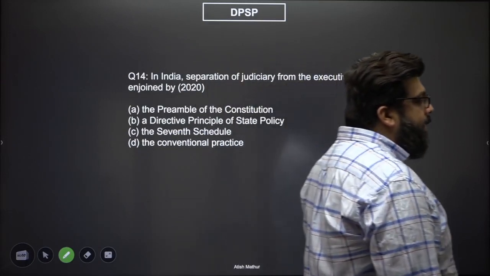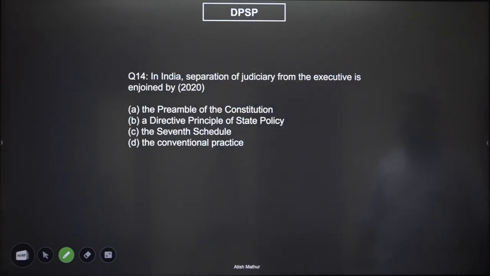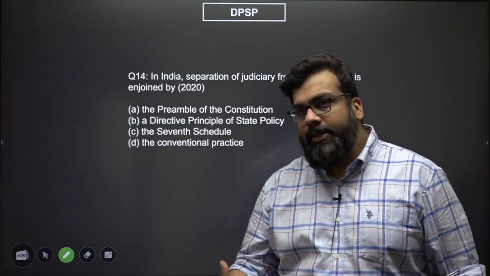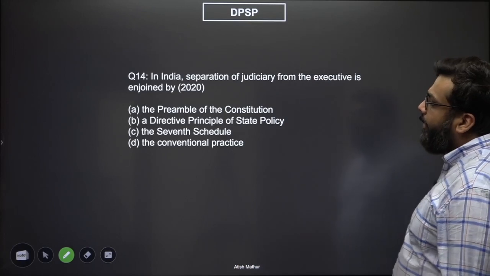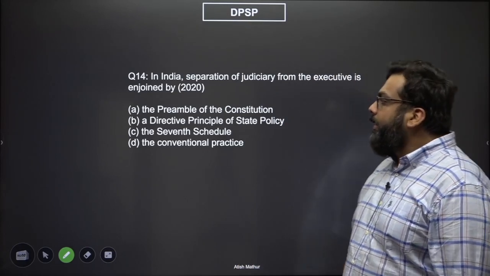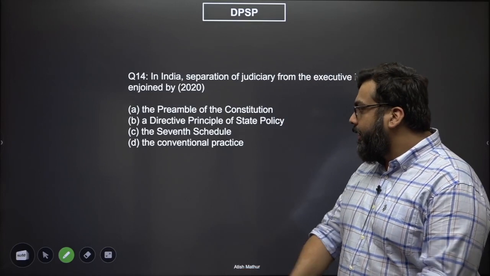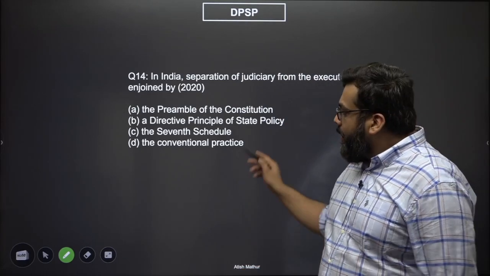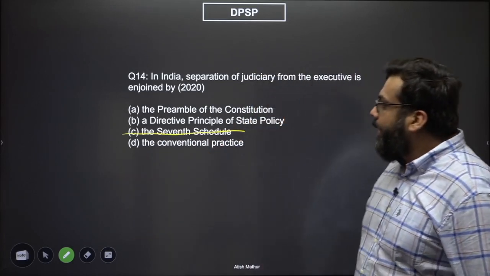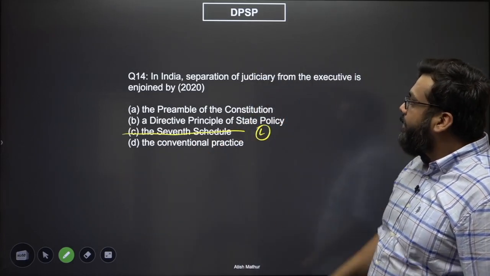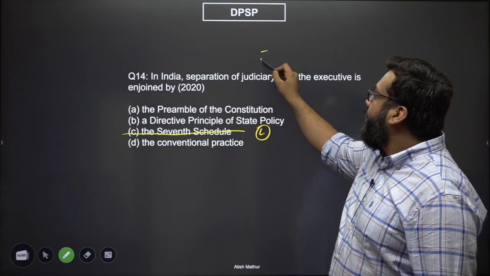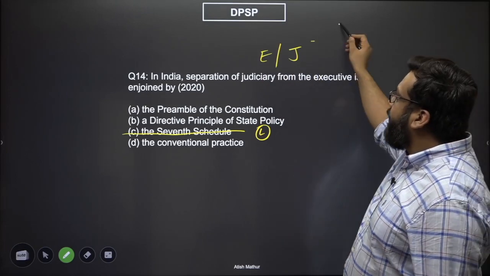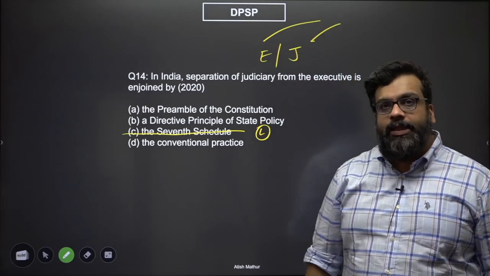In India, separation of judiciary from the executive is enjoined by, which means where is it given, where is it mentioned? The Preamble, Directive Principles of State Policy, the 7th Schedule, and of course a conventional practice. Now, it's definitely not the 7th Schedule, because the 7th Schedule talks about legislative powers. Here we are talking about separation of the executive from the judiciary, basically saying we should have more judges so that DMs don't have to perform judicial functions.